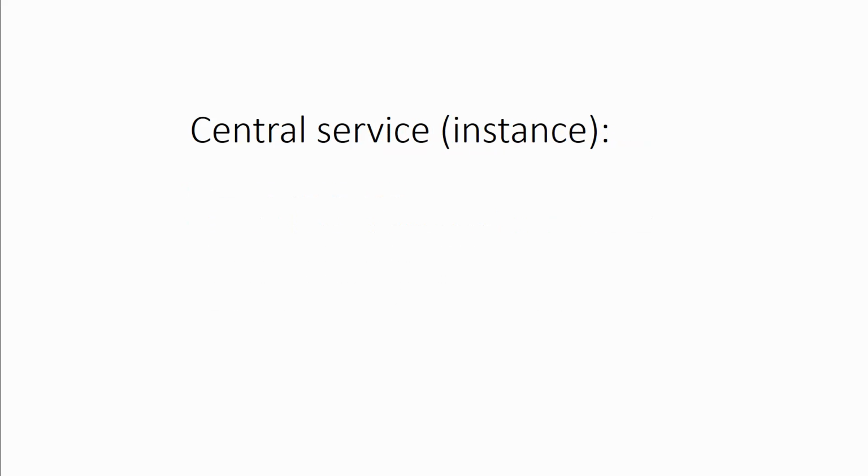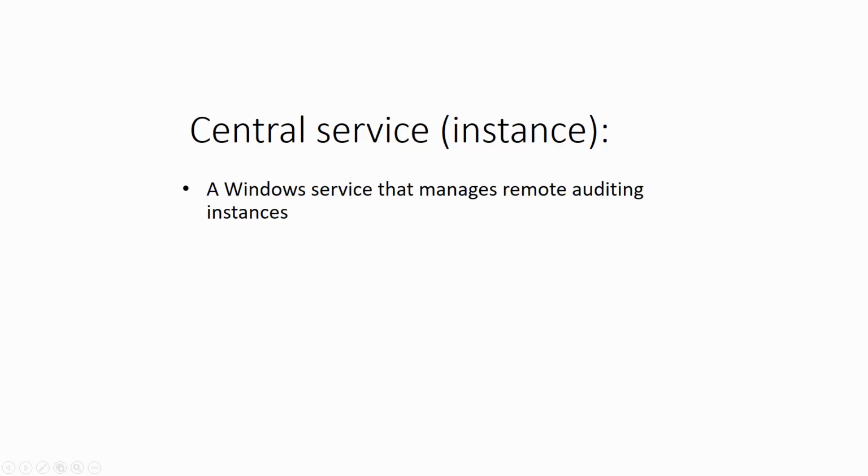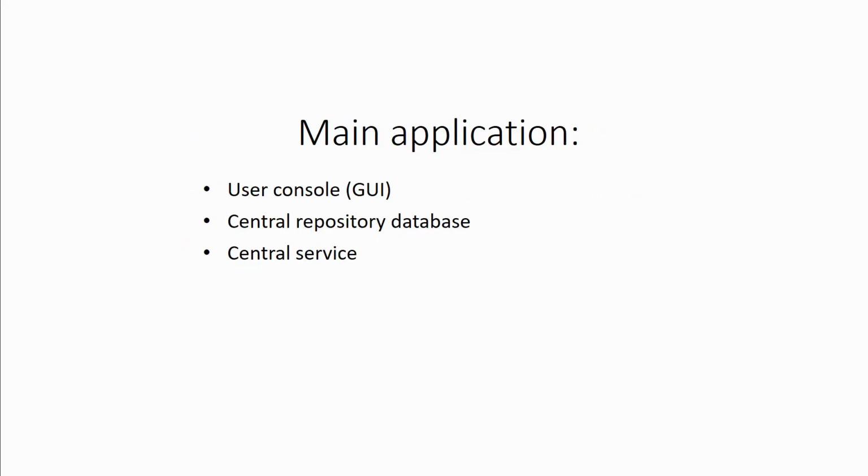The third component is the ApexSQL Audit Central Instance, or service, which is a Windows service that manages and communicates with remote audited SQL Server instances by providing them with configuration details. In addition, it is responsible for storing the collected data in the Central Repository Database. The final component in the main application is the Serverside Components, another Windows service which enables auditing of local SQL Server instances. Now, let's check how to install the main application.